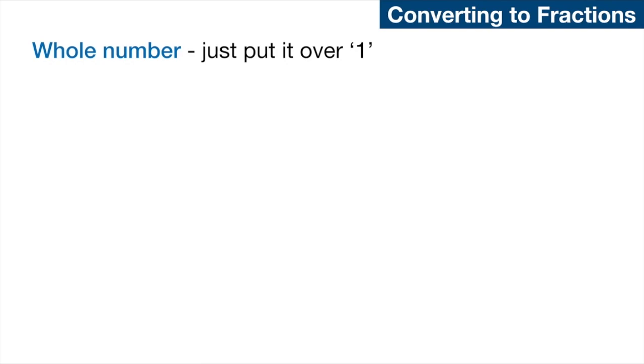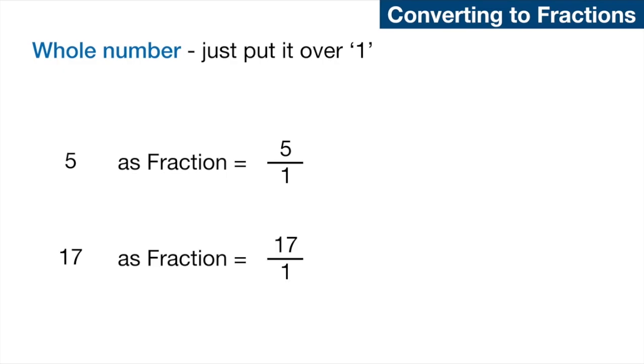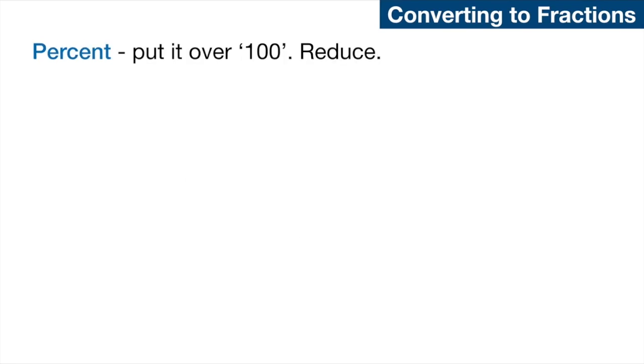Whole number. So if we want to convert a whole number to a fraction, all we have to do is put it over 1. Put the whole number in the numerator and put 1 in the denominator. So 5 expressed as a fraction is 5/1. 17 expressed as a fraction is 17/1. This is a pretty simple concept.